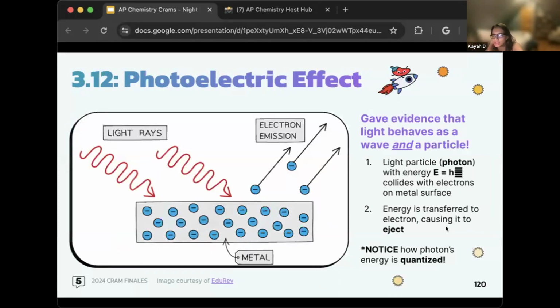This is not as crucial for AP Chemistry. It's a good thing to know if you're in physics, and you should be aware of it for chemistry too, but it's not something that you have to hammer in. Just know that a light particle is a photon. With energy, it collides with electrons on a metal surface, right? The energy is transferred to the electron, so the electrons have enough energy to be ejected. And notice how photons' energy is quantized. Pay attention to that as well.